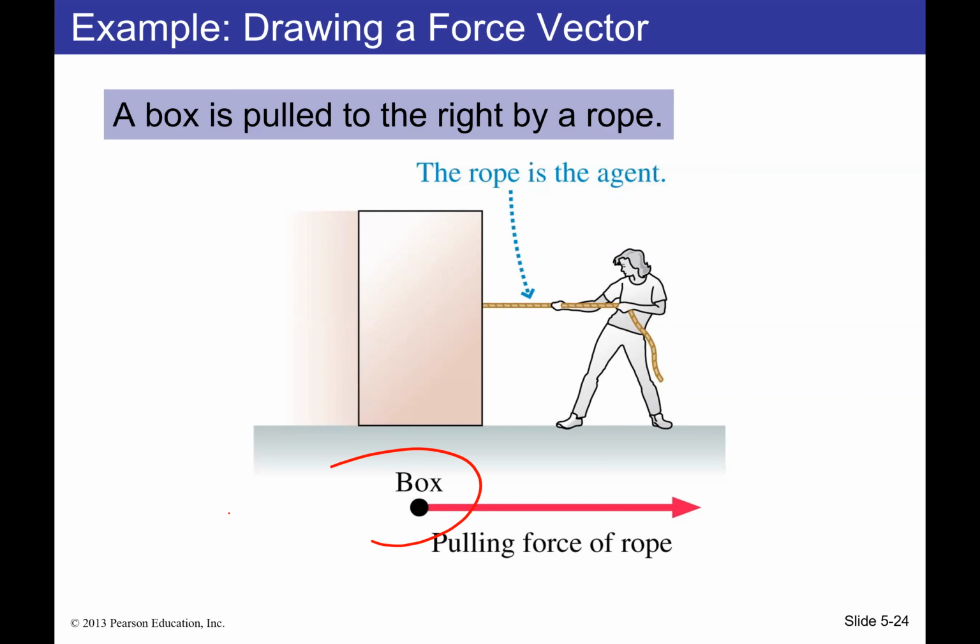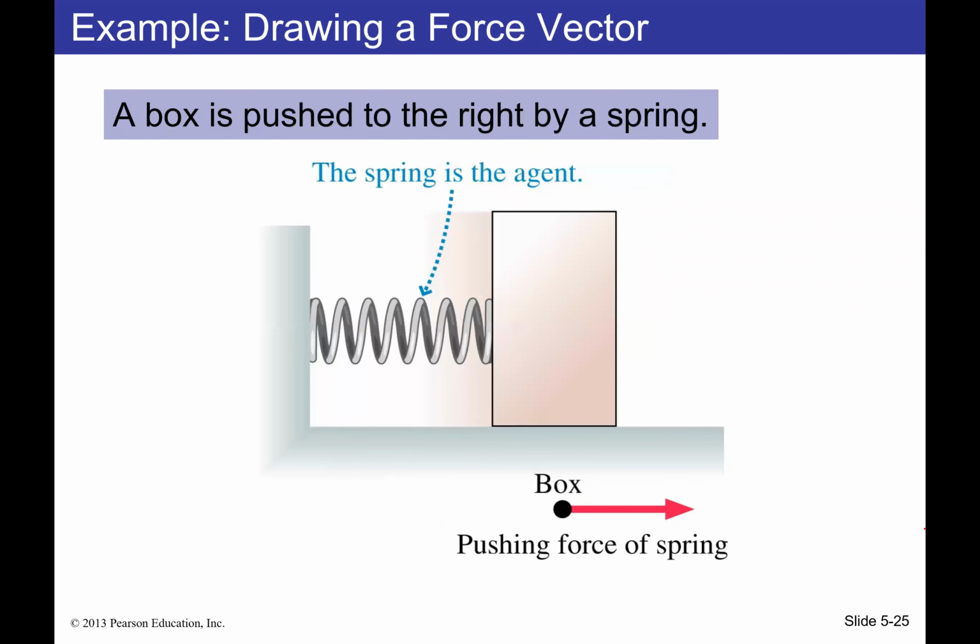We're going to call this a tension force. So this is known as a tension force, and it is always acting in the direction where the rope is. All right, here is an example of a different type of force we're going to be looking at later on, which is the spring force. A box is pushed to the right by a spring.